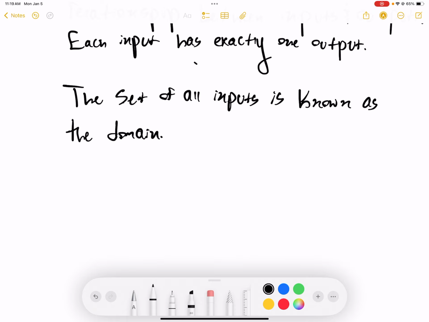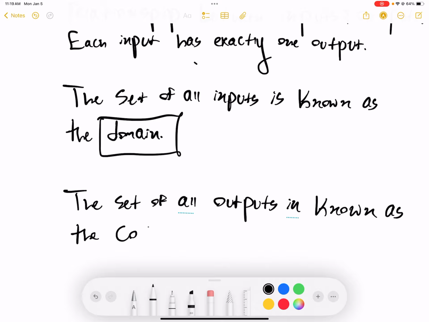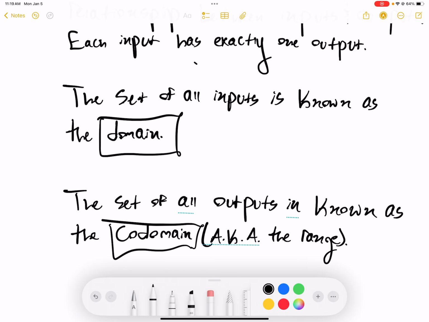So let's write that down too. The set of all outputs is known as the codomain, aka the range.